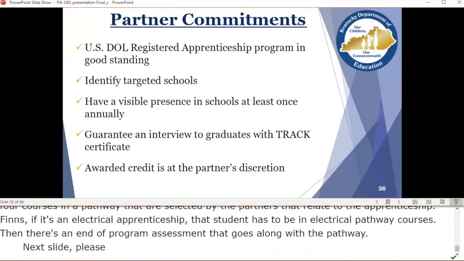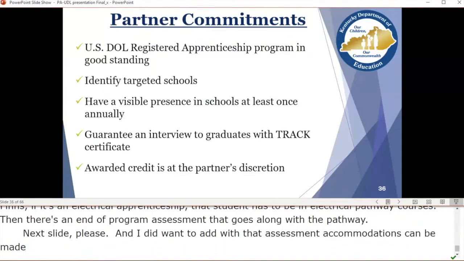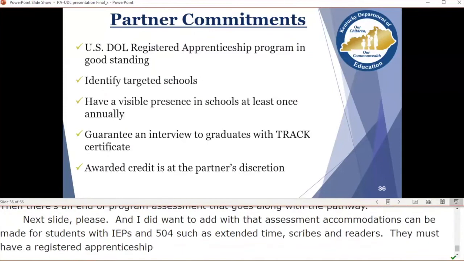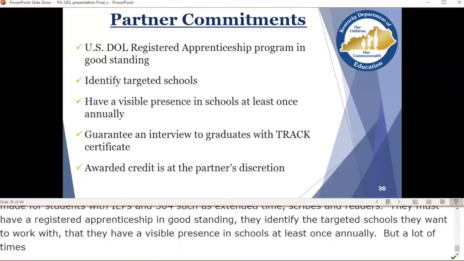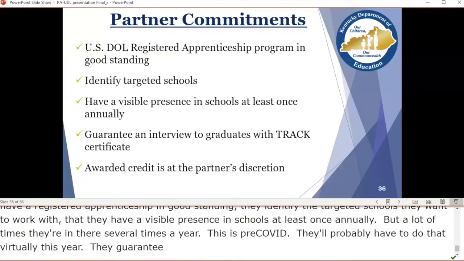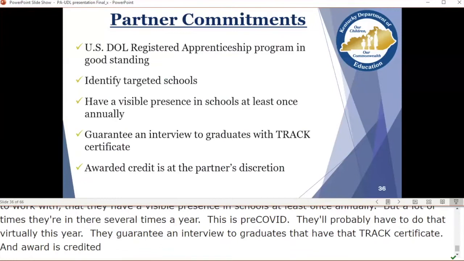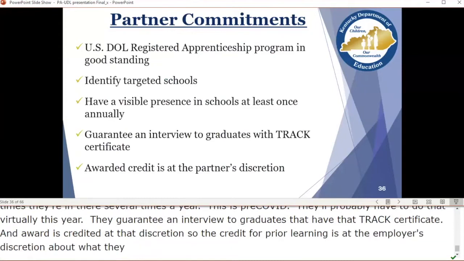And I do want to add with that assessment, accommodations can be made for students with IEPs and 504s, such as extended time, scribes, and readers. For the partner commitment to participate in our pre-apprenticeship models, they must have a registered apprenticeship in good standing. They identify the targeted schools that they want to work with, and they have a visible presence in schools at least once annually, but a lot of times they're in there several times a year. This was pre-COVID. They're probably going to have to be doing that virtually this year. They guarantee an interview to graduates that have that track certificate, and the credit for prior learning is at the employer's discretion, about what they would like to give that student for attaining that track certificate. Next slide, please.